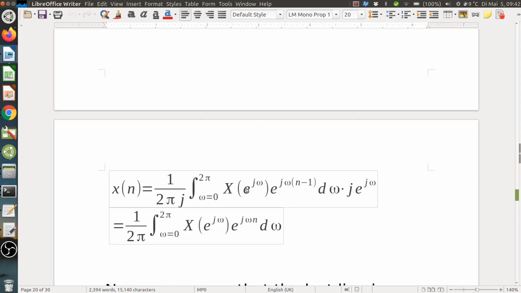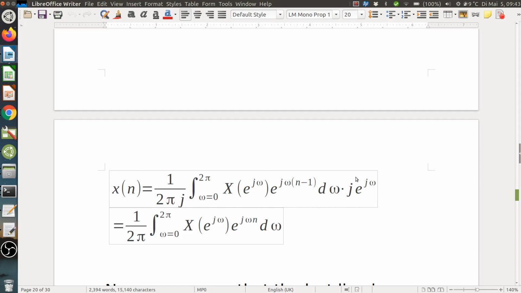Here I do this replacement, z becomes e to the j omega, and here too. So here instead of z we have e to the j omega, and then the same exponent here. And then also the integration boundaries change accordingly. So now the circle goes from angle 0 to angle 2 pi. So now instead of going over this circle, this contour integral, we have a linear integral going from angle 0 to 2 pi. So this substitution now makes it much easier to handle.